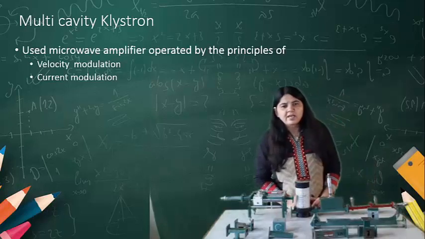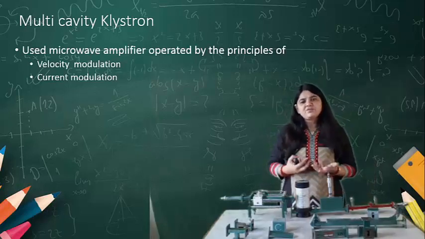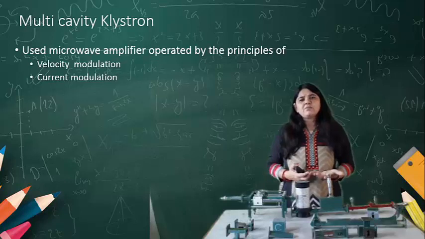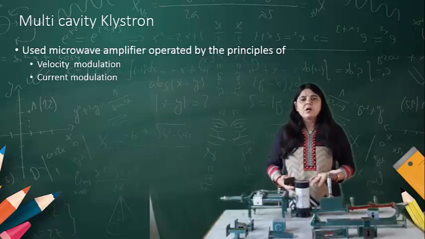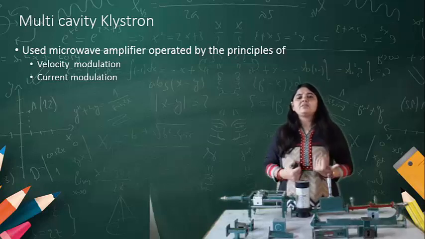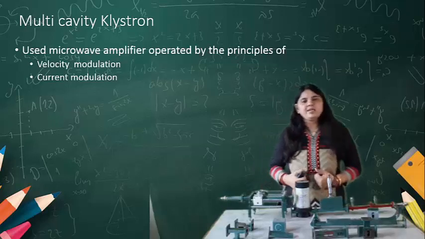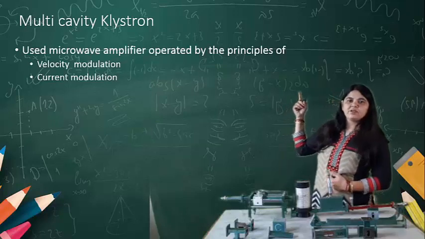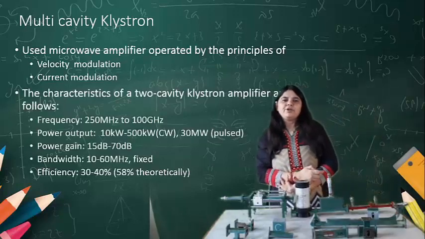As you know, earlier amplitude modulation and frequency modulation were used. But in the case of these tubes, the modulation can also be of a different type: velocity modulation and current modulation.